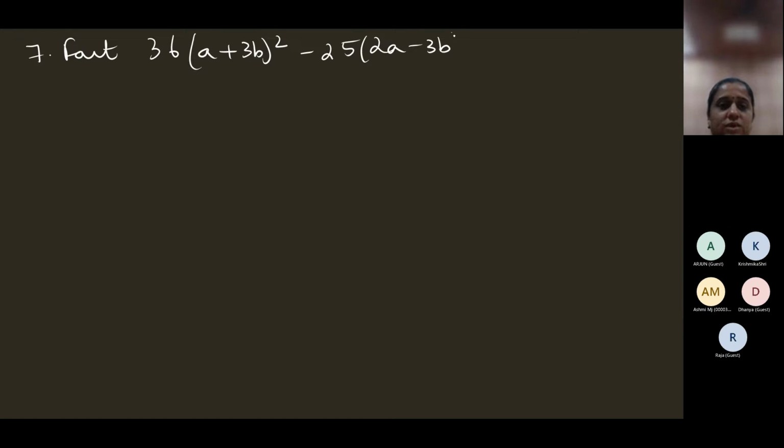So now factorize 36 into a plus 3b the whole square minus 25 into 2a minus 3b the whole square. Work this, I'll give you another question. Start working the 7th one.